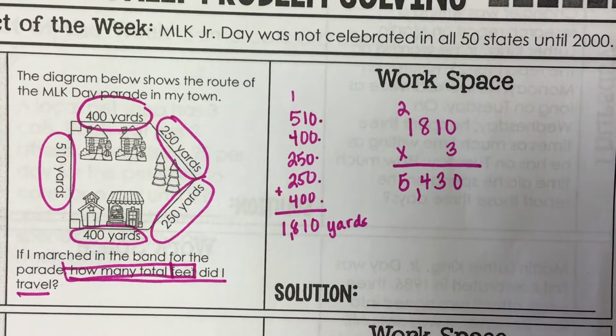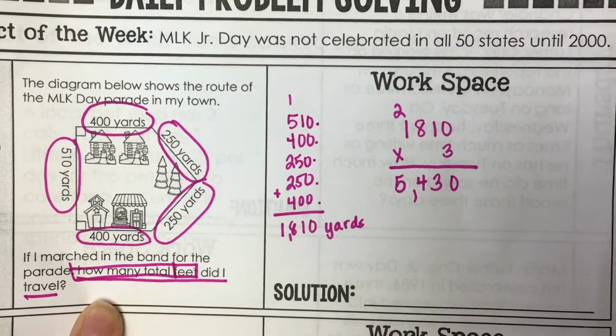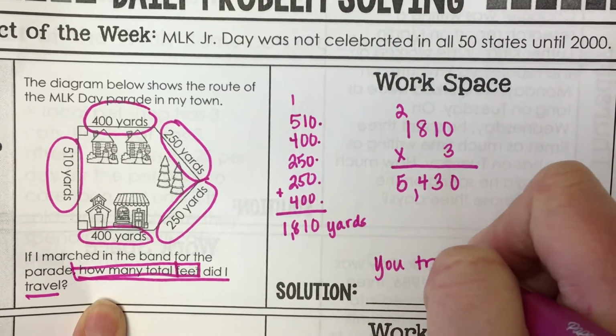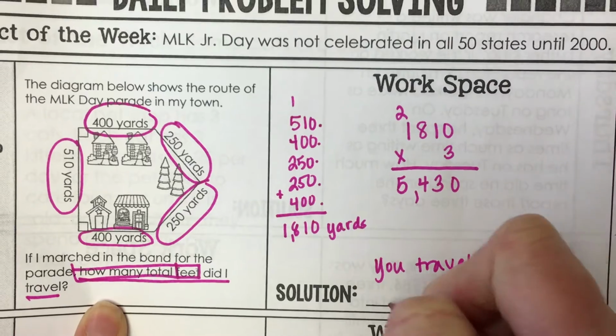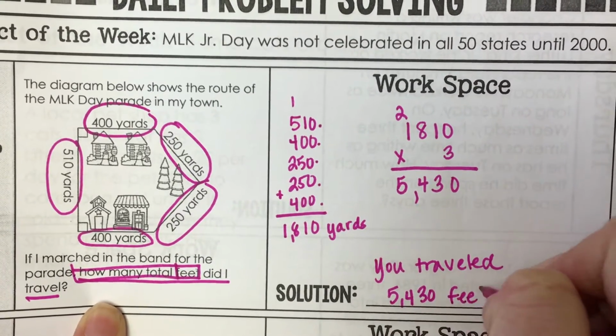When you're going from a smaller unit to a bigger unit, like feet to yards, then you're going to divide because you're going to have a smaller number. Yes, Noah? I saw several of you divided, and I think you had like 604 or something. 600. Okay, so we need to restate this and put it into a complete sentence. You traveled 5,430 feet, and don't forget your period.